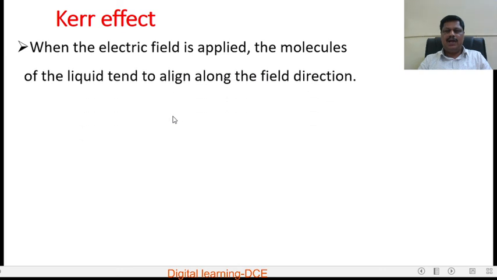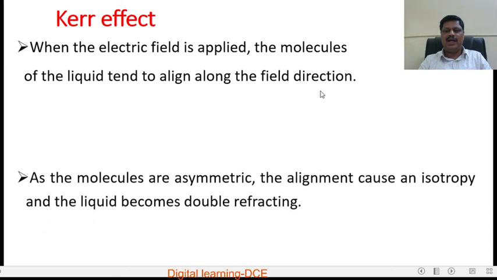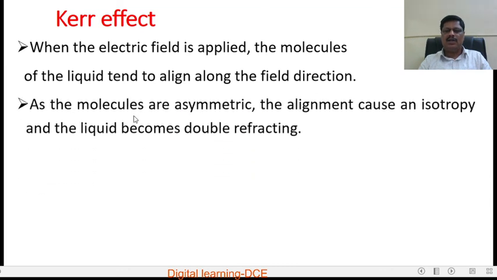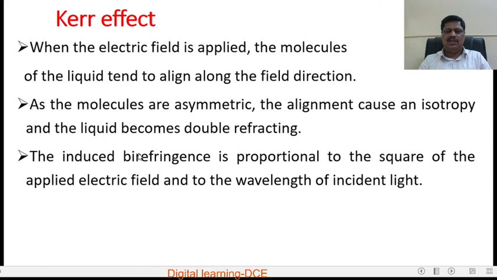When the electric field is applied, the molecules of the liquid tend to align along the field direction. As the molecules are asymmetric, the alignment causes anisotropy and the liquid becomes double refracting. The induced birefringence is proportional to the square of the applied electric field, that is E squared, and to the wavelength, that is directly proportional to lambda.